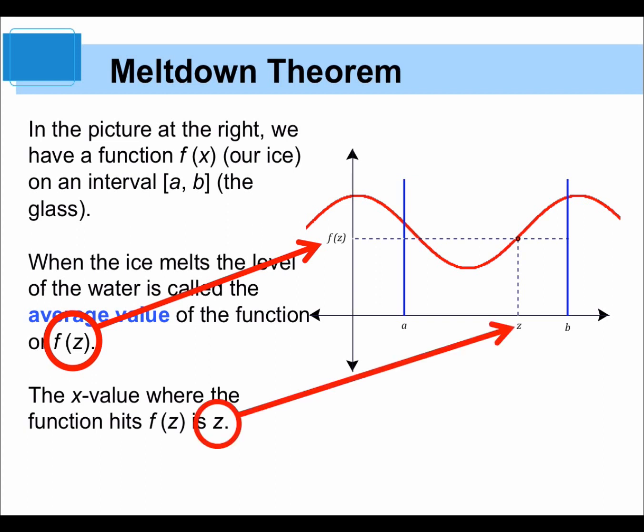The x value where that happens, as I said already, is referred to as z, which is right there. Notice in this function, however, I do have another z value over there on the left. I just didn't highlight it. You see where f of z hits the function. It is possible to have more than one z value, depending on how complicated the function is.